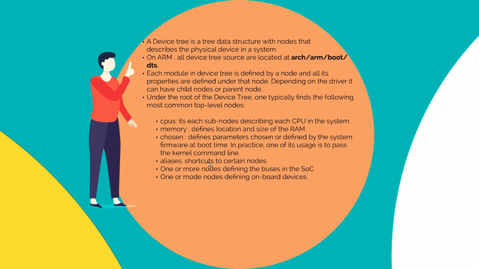Chosen defines the parameters chosen or defined by the system firmware at boot time. In practice, one of its usages is to pass the kernel command line. Okay, so aliases, as I have already explained to you, are a shortcut to certain nodes. One or more nodes defining the buses in that SoC, whatever the different buses are there. There's the I2C bus, there will be a USB bus, there will be an Ethernet bus, there will be a SPI bus. So it depends on what the different buses attached to that particular SoC are, and one or more nodes defining onboard devices, whatever the onboard devices are there.